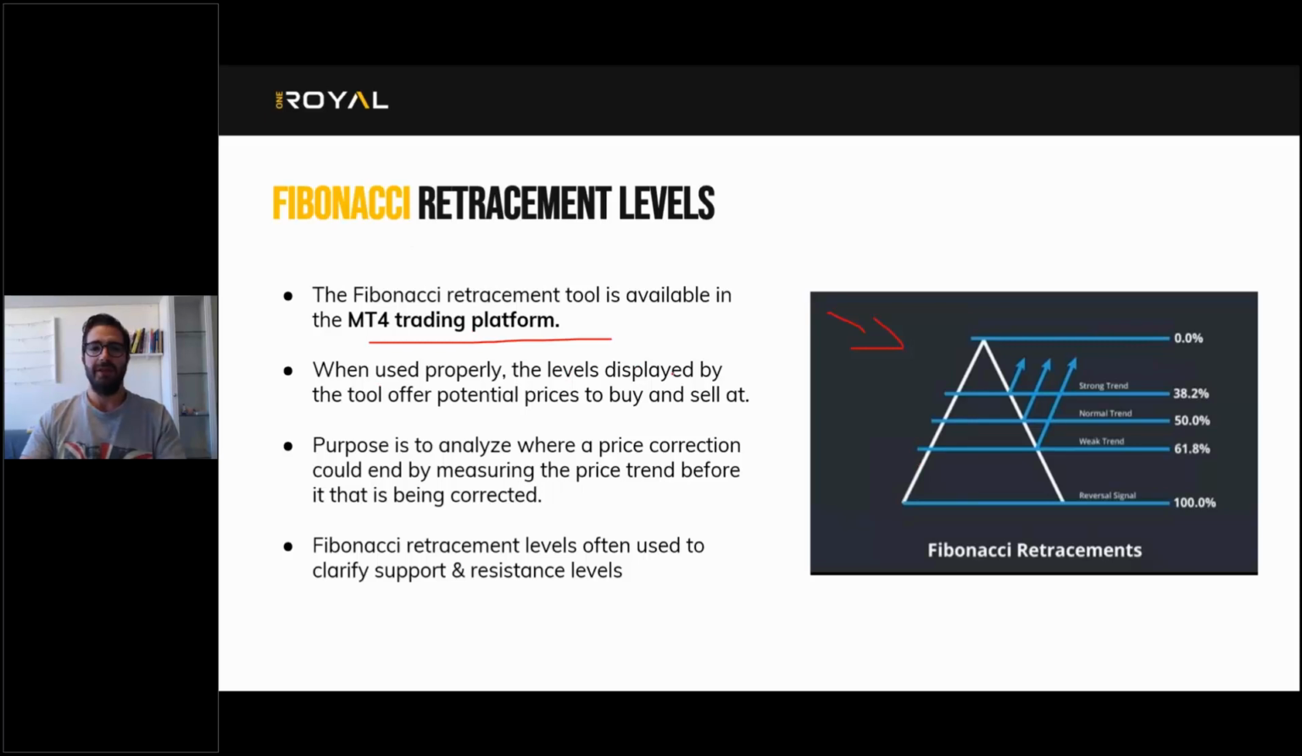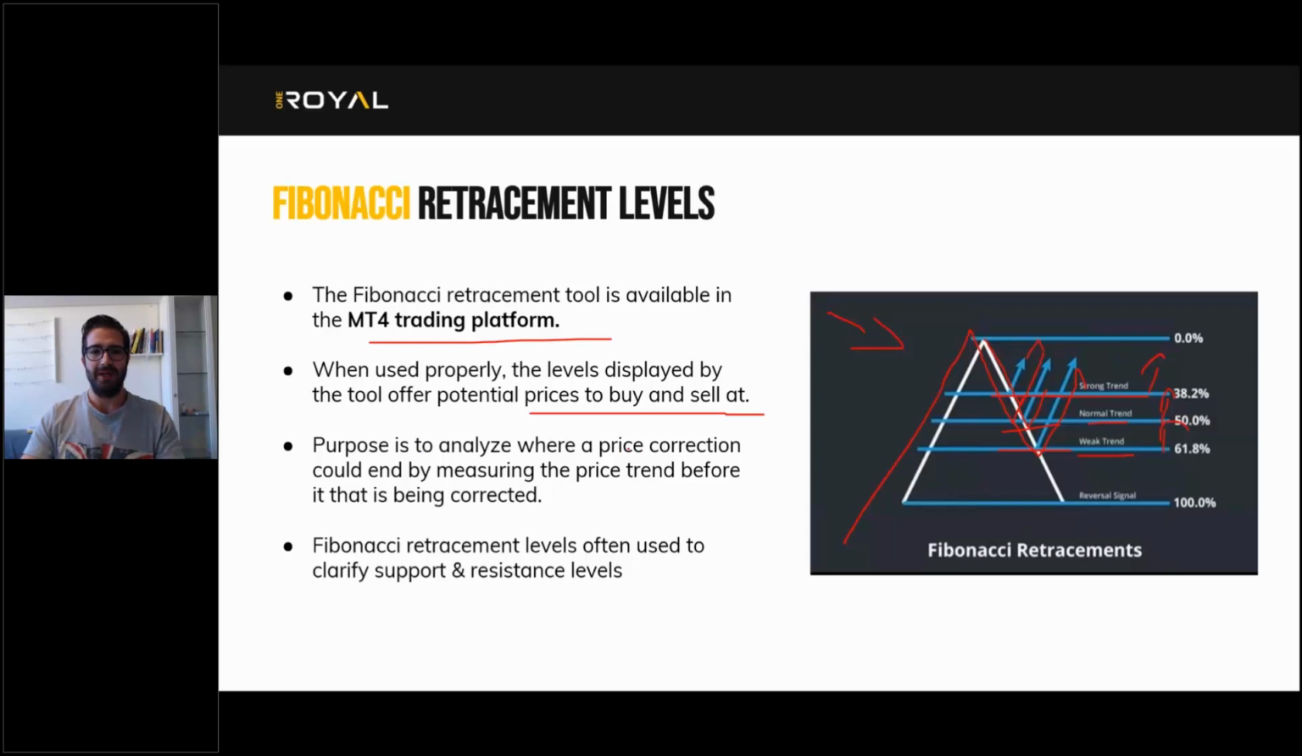When used, the levels displayed by the tool offer potential prices to buy and sell. So we will use this indicator to know where to buy. Maybe here, maybe here, maybe here. It depends on your strategy. Those levels will help us know where the market will retrace. If we are in an uptrend and we have a correction or retracement, whatever you would like to call it, then you will have an idea where most probably the market will retrace.